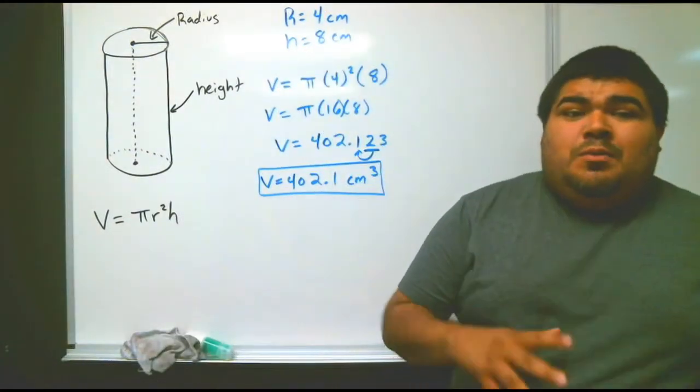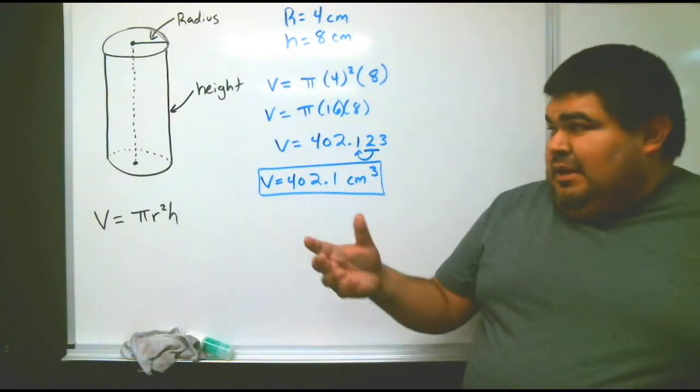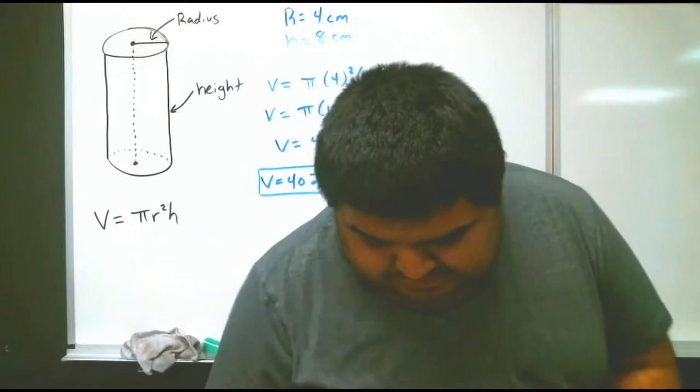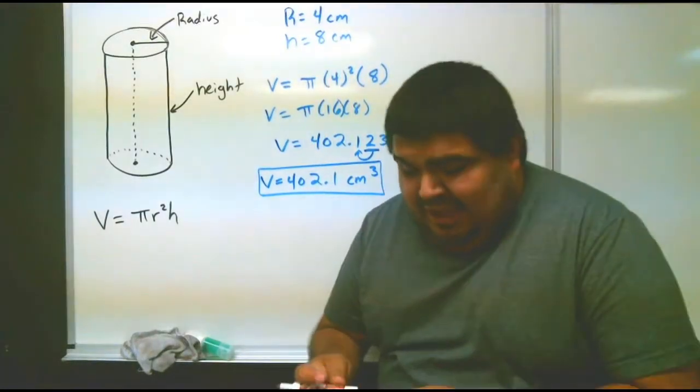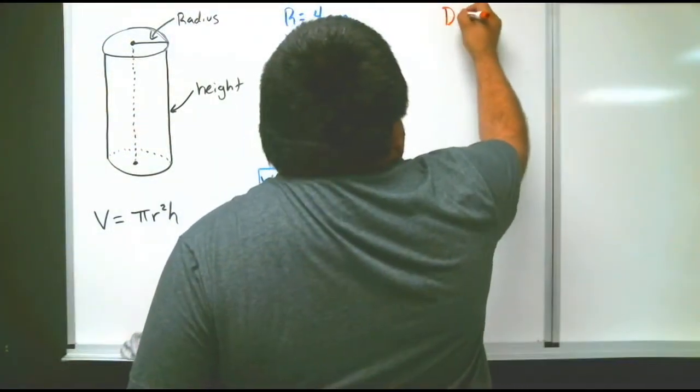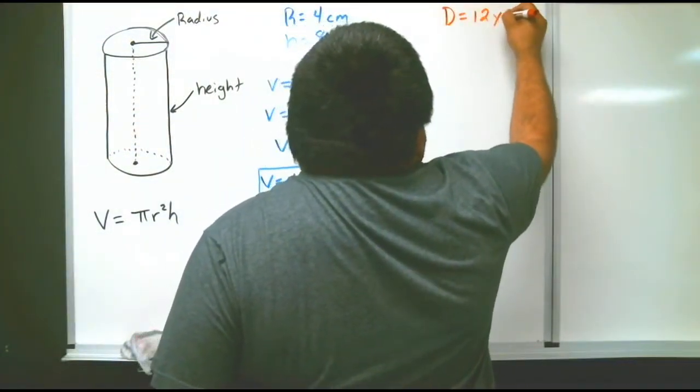All right, let's do one more, just a little recap, so you guys can get the hang of it. This time our cylinder is going to have a diameter of 12 yards.